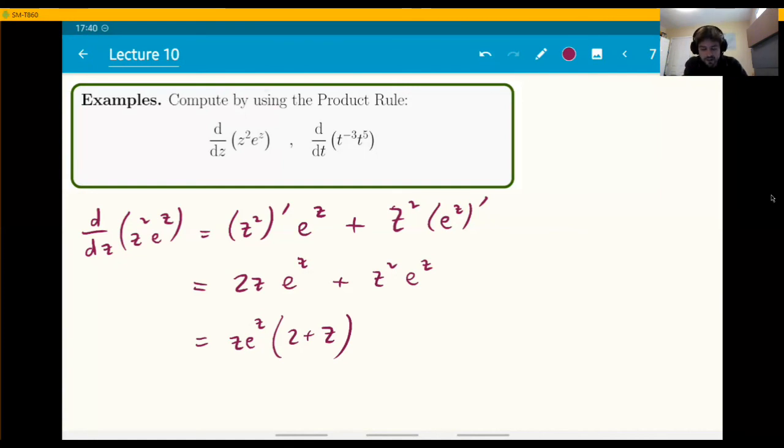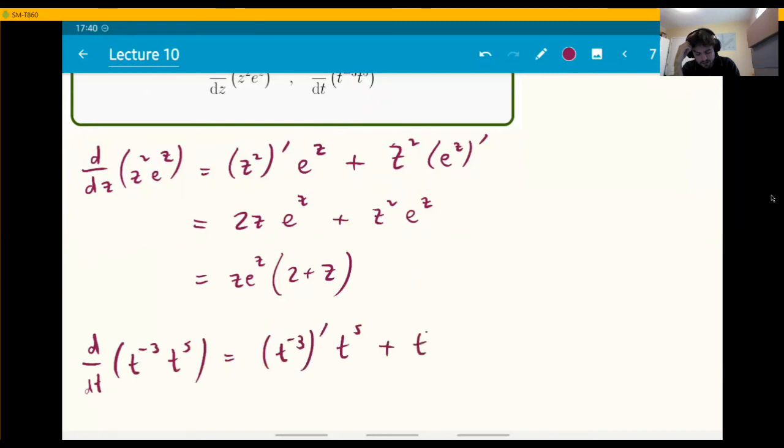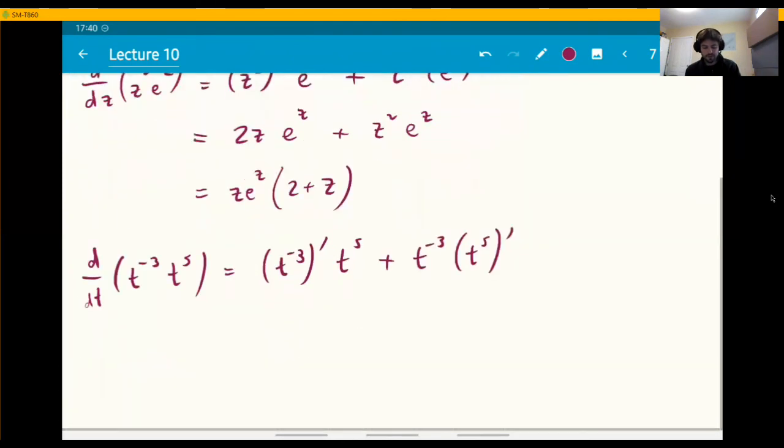But they're asking us to actually use the product rule. So we need to use this form of the function. It's a product of 2 separate pieces, and we want to use the product rule. So we'll do that. T to the minus 3, t to the 5. You need to differentiate the first function, multiply by the second, plus leave the first function and multiply by the derivative of the second. Let's compute this.